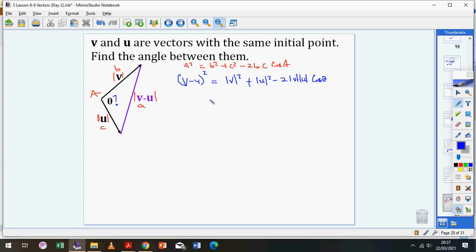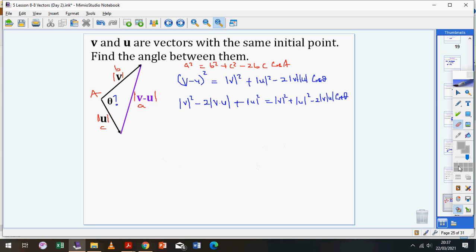So when I expand this v minus u squared, I'll have magnitude of v squared minus 2 magnitude of v dot u. Sorry, not squared. Just 2 magnitude of v dot u, because it will be 2vu. I'm using the identity a minus b squared is equal to a squared minus 2ab plus b squared. So this is going to be plus magnitude of u squared. All of that is equal to magnitude v squared plus magnitude u squared minus 2 magnitude v magnitude u cosine theta. I can begin to cross out some things.